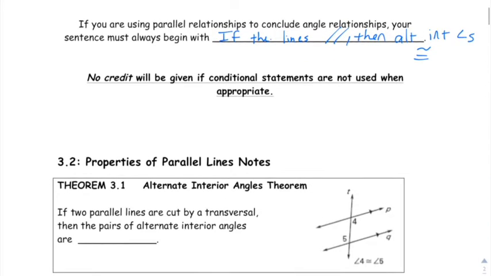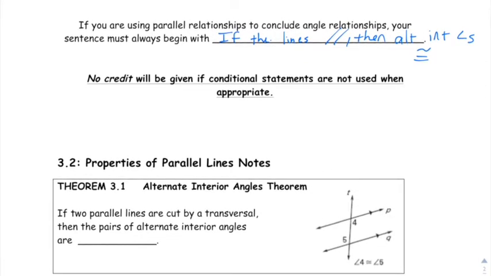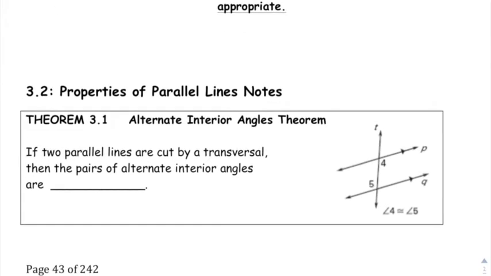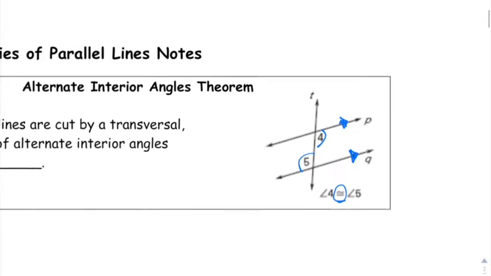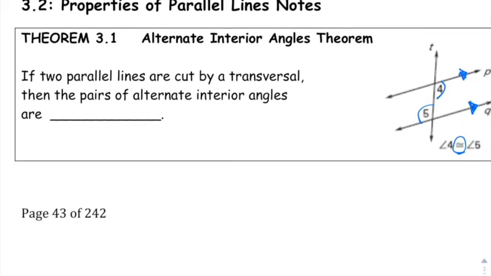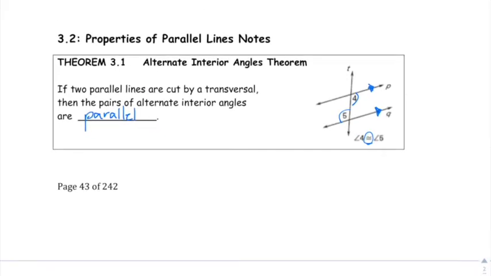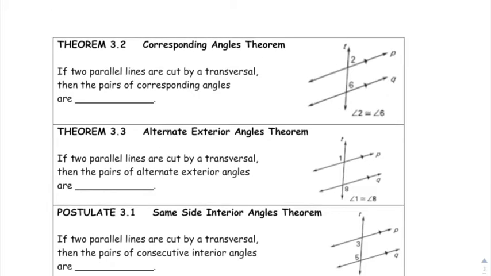And I believe we do get into that a little bit more tomorrow, so we'll see that. Anyways, we'll talk about some of the properties here. If two parallel lines are cut by a transversal, then the pairs of alternate interior angles are going to be, and this symbol right here means congruent. So these two will be congruent if the lines are parallel. And by the way, these little triangles that are filled in on the two lines mean those lines are parallel. So we'll say parallel.